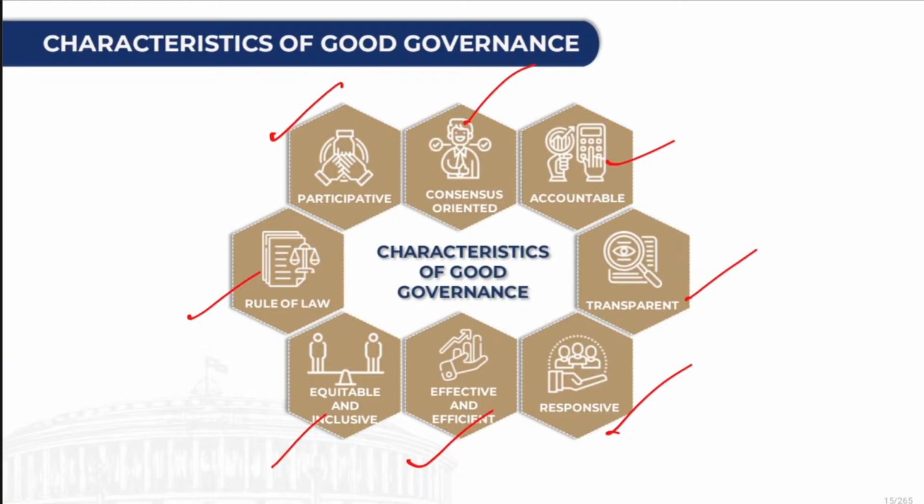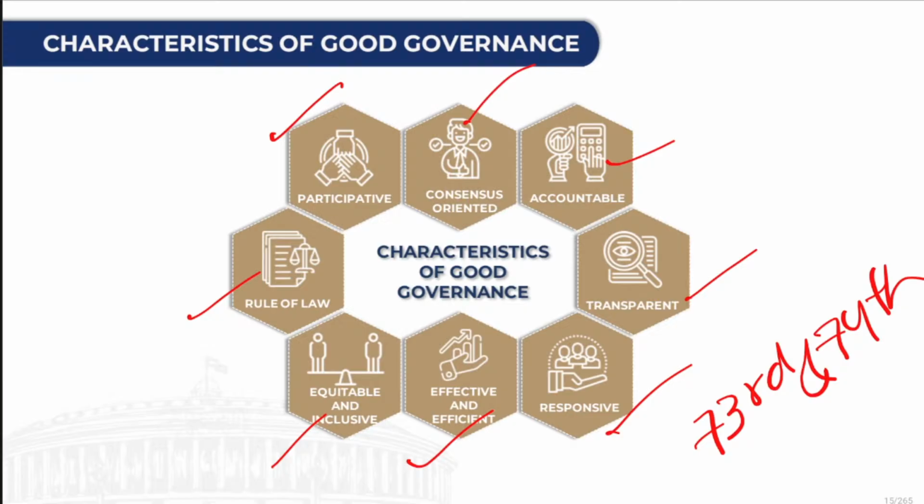Decentralization. The 73rd and 74th Amendments established the third tier of the government, Panchayati Raj and municipalities, facilitating grassroots participation. Transparency. The Right to Information Act 2005 enhances accountability.